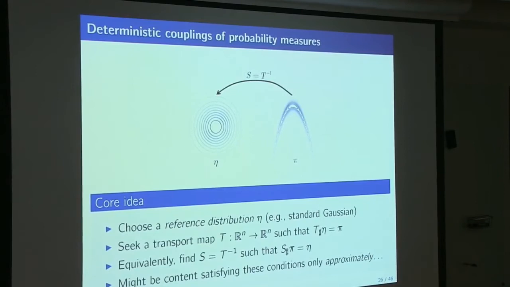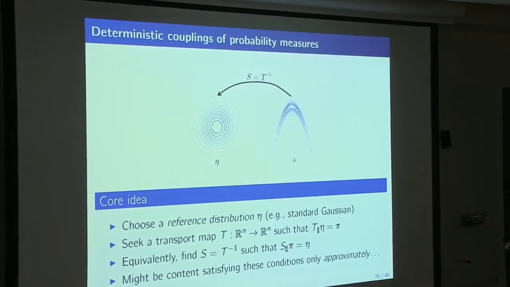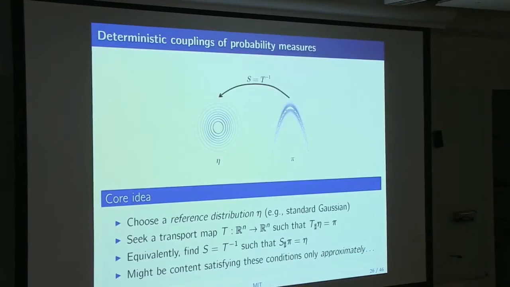One thing you might first ask is, does such a map exist? And if so, are there an infinity of maps? In general, these maps exist under pretty weak conditions, essentially that there are no atoms, so there's no delta function, if you will, in either eta or pi. Because then you couldn't have a deterministic function that takes that probability and smears it arbitrarily over the target distribution.